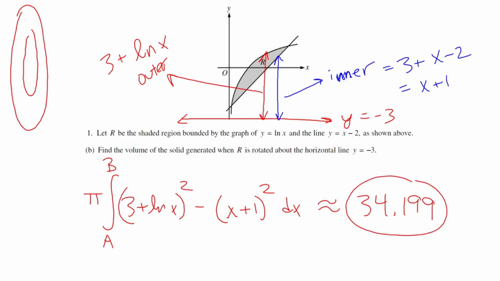And part B there was worth 3 points: 2 points for the integrand, 1 point for having the right limits and constant that allowed us to get the correct final answer.